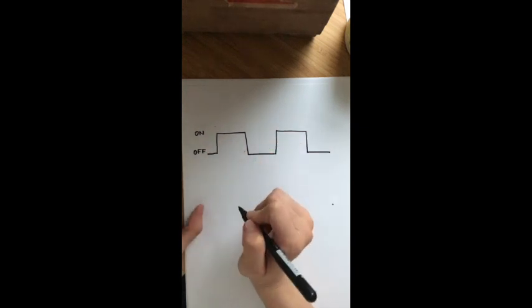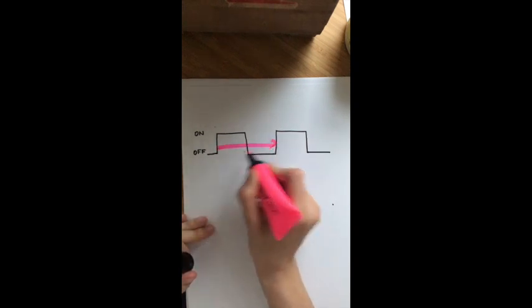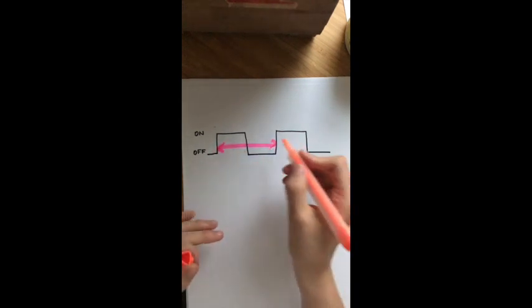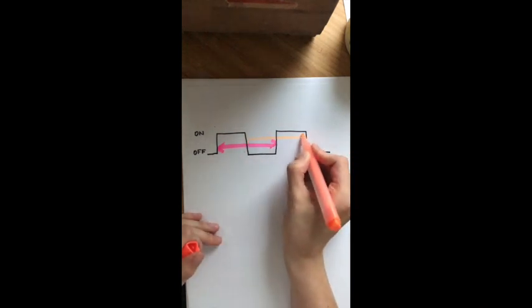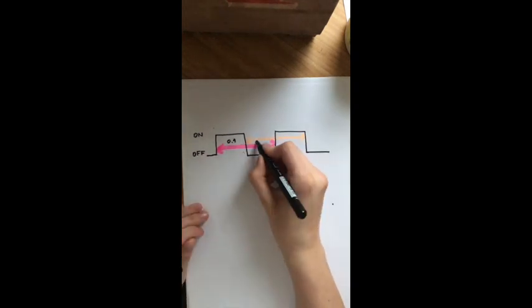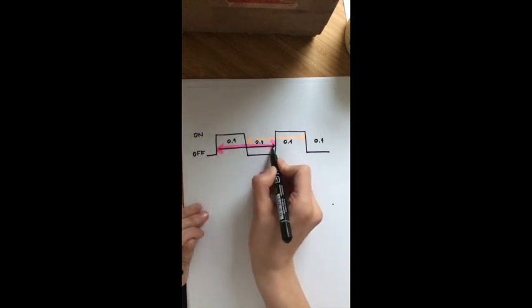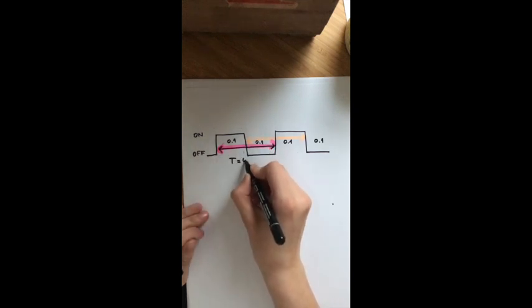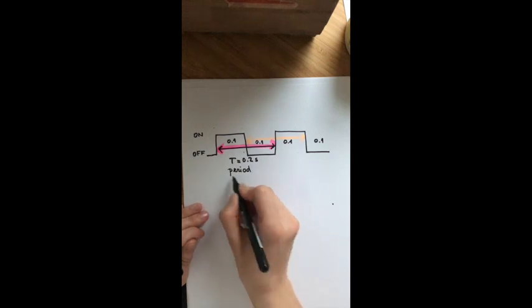Now I will explain some basic terms. Let's begin with a period, which is the repeating part of the signal. For example, it is a pink part, but it can also be an orange one, because both of these parts are repeating in our signal. Our signal is changing between on and off state every 0.1 second. Then the period, usually described by the big letter T, is 0.2 second.